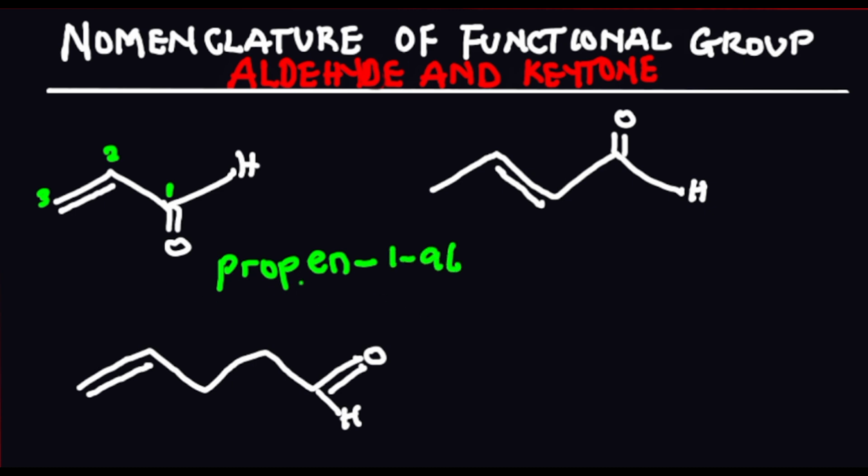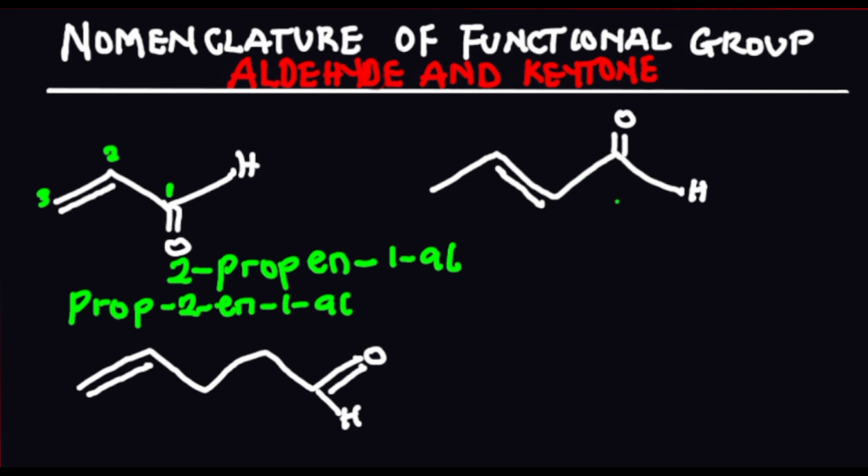And at the same time, what's the position of this double bond? The position is actually on carbon number 2. So we're going to have prop-2-enal, or you simply say prop-2-en-1-al. Whichever way you name it, you are actually right. So that's basically how to name this guy.